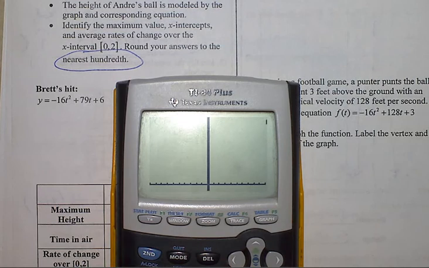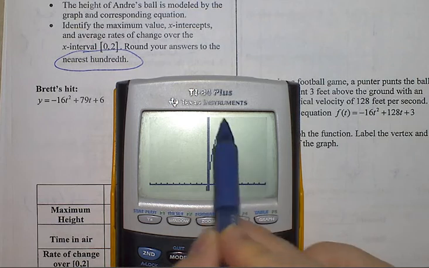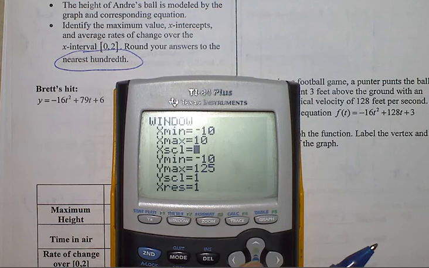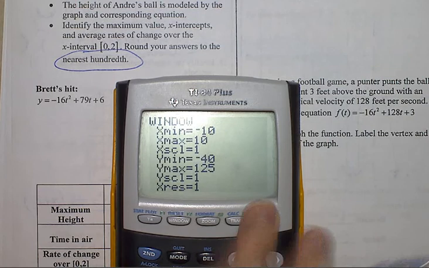Again, I'm just playing with numbers. I just want to make sure that I have some space up here. And also, as you can see, there's not much space at the bottom. It's going to make it difficult when I try to find the x-intercept. So I'm going to look at the y minimum and lower this number. It's at -10. I'm going to try like -30 or -40 just to give me more space at the bottom.